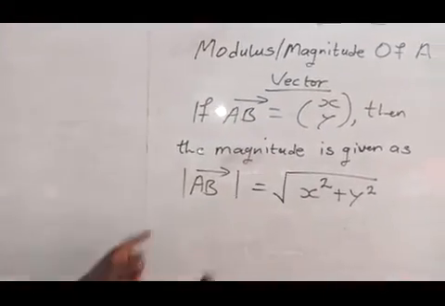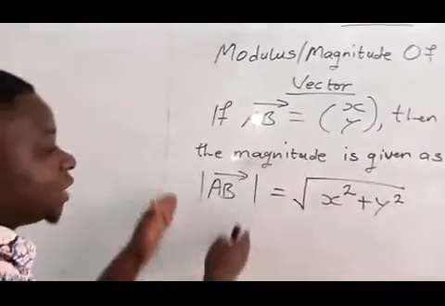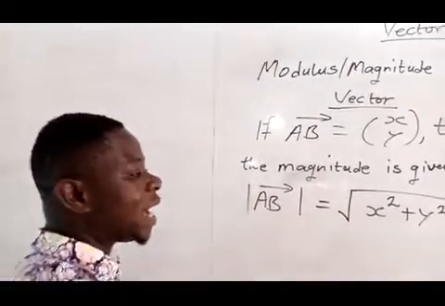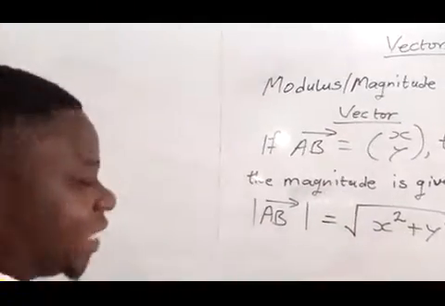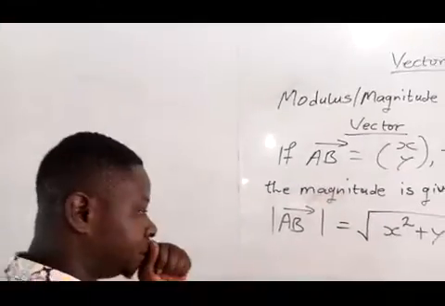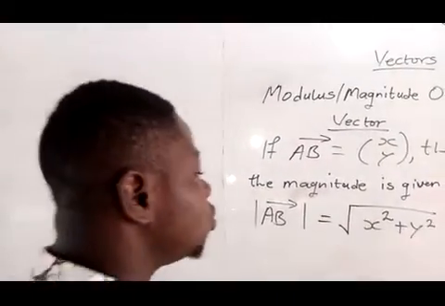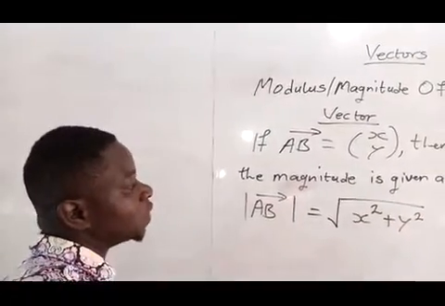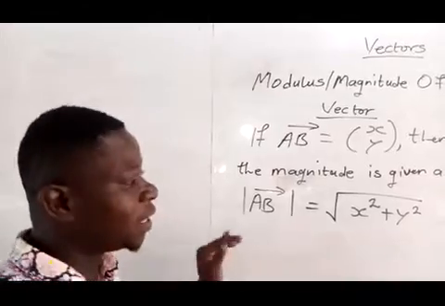So this is how the magnitude is represented. The two lines before and after the vector. Okay, so the vector is going to be in between those two lines. Okay, and that is what is used in representing the magnitude.